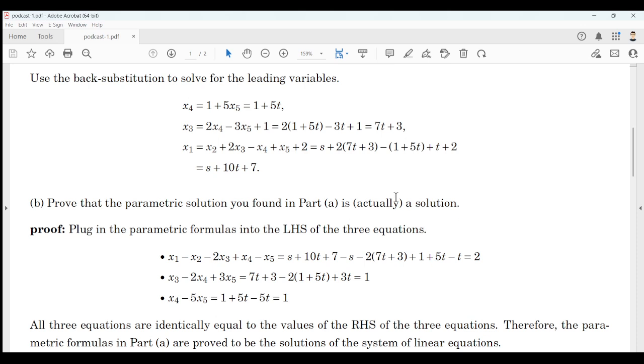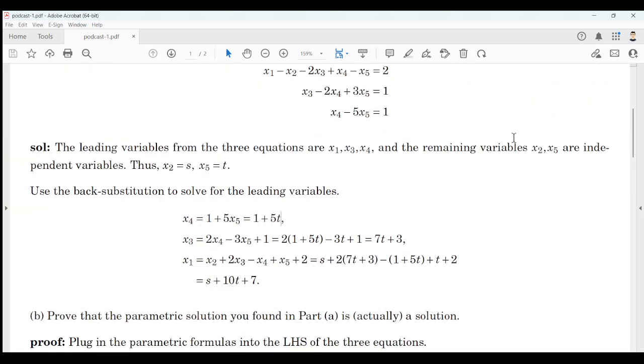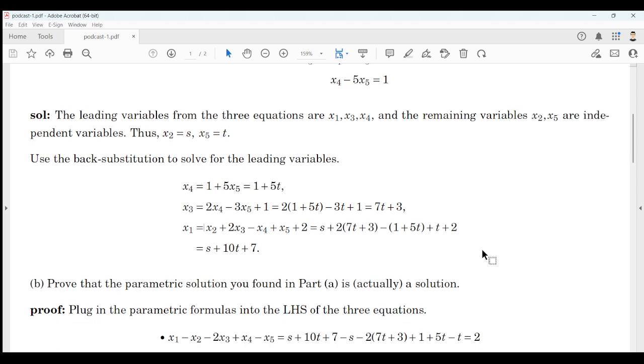Easy enough. Now we know y4 in terms of t, and y5 is t, we move up to equation 2. Exactly. That's y3 minus 2y4 plus 3y5 equals 1. Now you just plug in what you know. So substitute the 1 plus 5t for y4 and t for y5. Right. And then you just do the algebra to solve for y3. Chang's solution gets y3 equals 7t plus 3. Okay, building it up piece by piece. We have y3 and y4 in terms of t, and y2 is s, y5 is t.